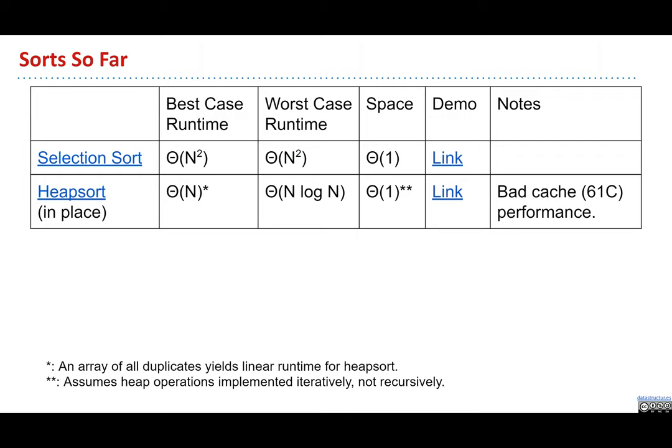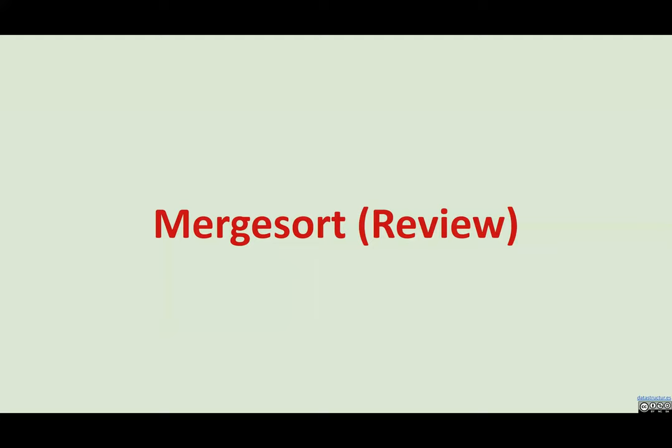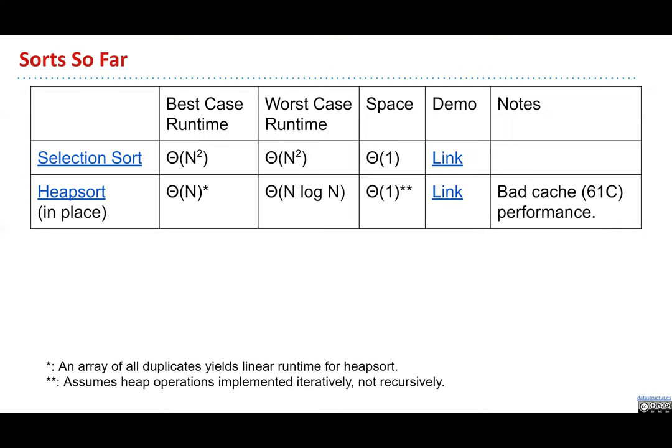One note I'll make, for those of you who've taken 61C, but this means nothing unless you've taken 61C or are in it now, is that heap sort has the problem that it has bad cache performance because it is hopping all over potentially a very large array. I can't explain that to you though if you haven't taken 61C. All right. That's heap sort. Any questions about heap sort?